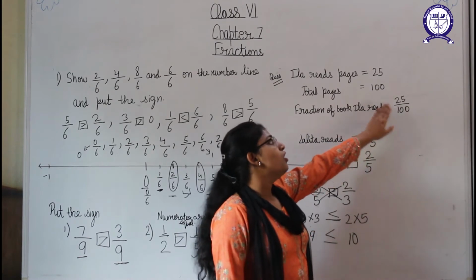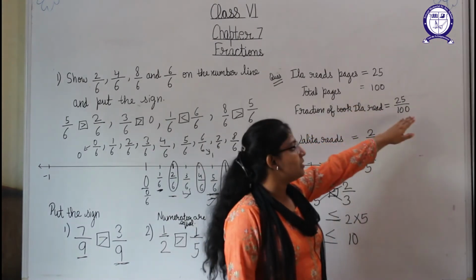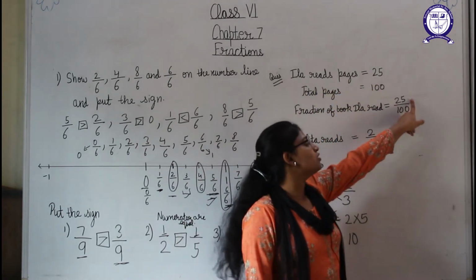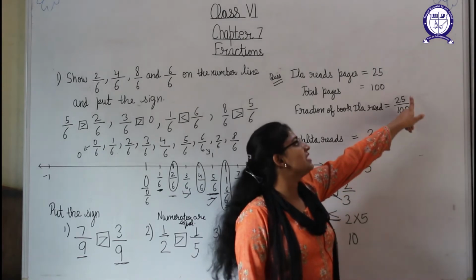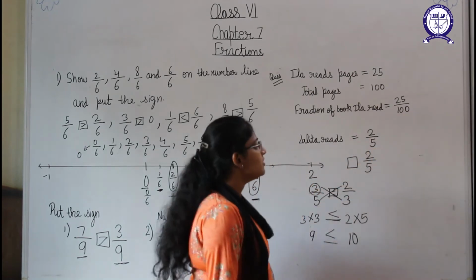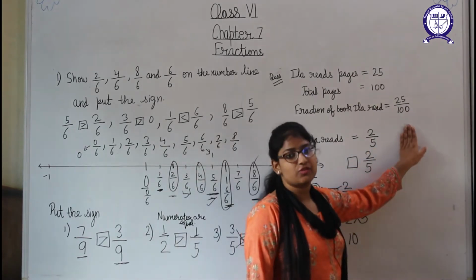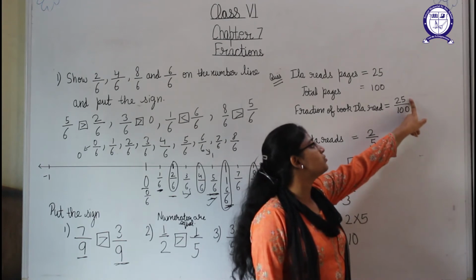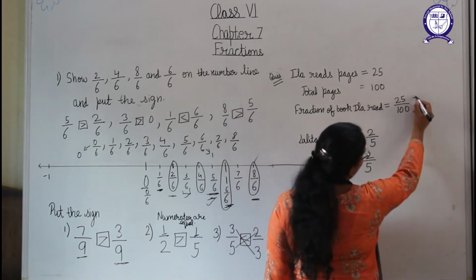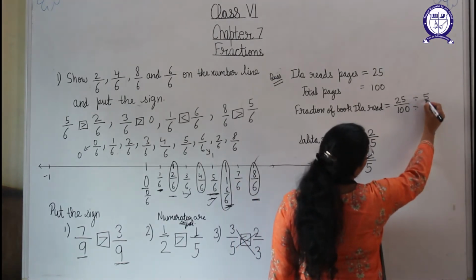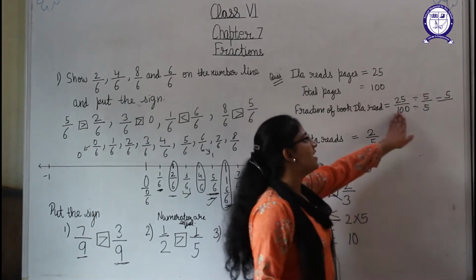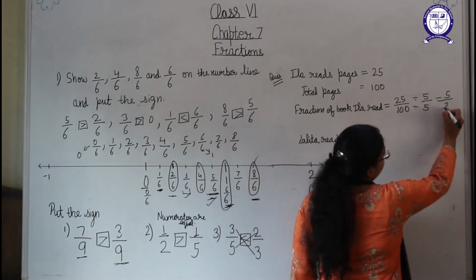So what we do, we take the denominator as total pages. Okay, and the pages that Ela read will be in the numerator. Okay, so it will be 25 by 100, as Ela reads 25 pages and total pages were 100. Okay, now what we will do, we will make it in the simplest form. Okay, as we can see here, it is 25 and it is 100. If we check, then we can easily divide both of them by 5. Okay, so 25 divided by 5 gives us 5, and 100 divided by 5 will give us 20.